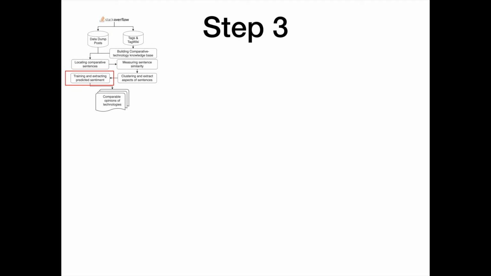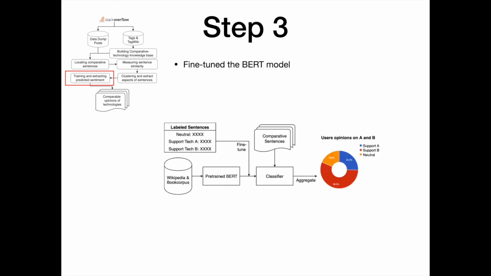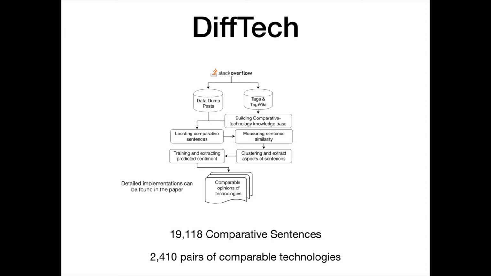In step 3, we fine-tuned the BERT model to automatically predict the overall opinion for each comparative sentence, and then we aggregate the opinions to learn the overall preference for each tag pair. And finally, we managed to collect 19,000 comparative sentences over 2,410 pairs of comparable technologies.